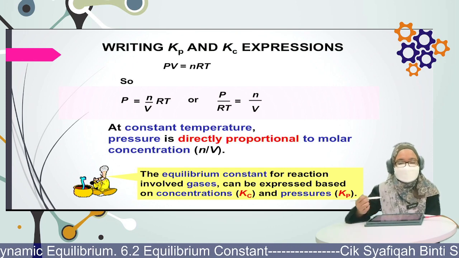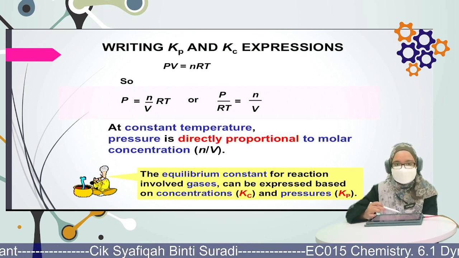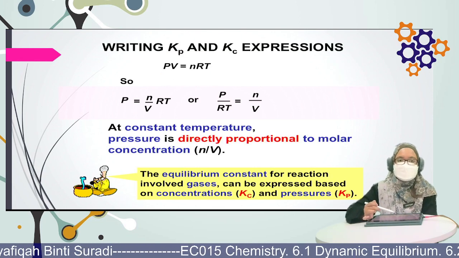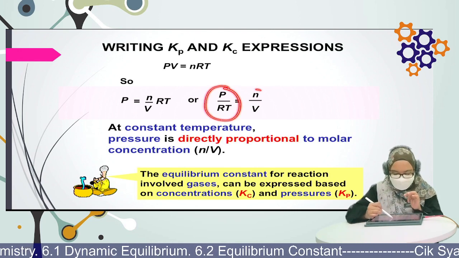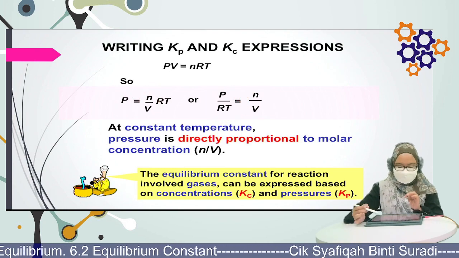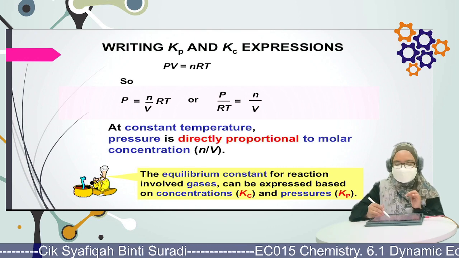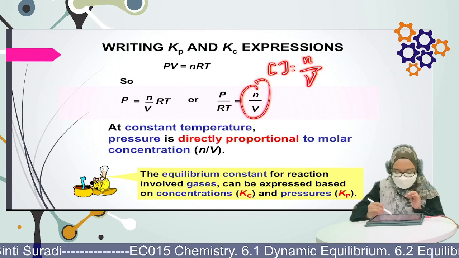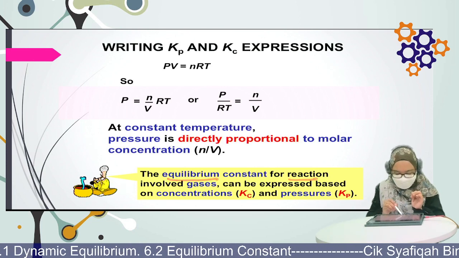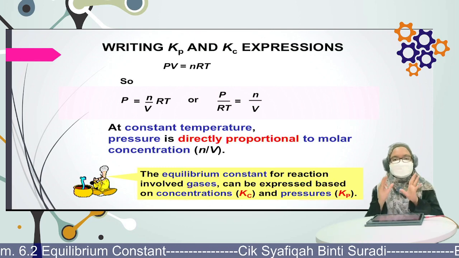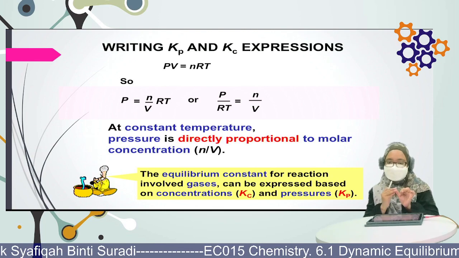So kita tahu untuk gas kan dia ada expression in terms of partial pressure. So gas kita belajar dalam 5.1 dia punya ideal gas equation adalah PV is equals to nRT. So bila kita susun kita punya equation ni, okay, kita rearrange dia, kita akan dapat P equals to nV over RT. So dekat sini kita boleh kata at constant temperature, pressure ni is directly proportional to the molar concentration. Sebab awak tahu concentration is equals to mole over volume. Okay, so pressure is directly proportional to concentration lah. Alright, so the equilibrium constant for reaction involved gases can be expressed based on concentration and pressure. So dekat sini conclusionnya, gas phase, okay, dia boleh kita tulis expression dia dalam Kc dan juga Kp. Okay, aqueous hanya Kc sahajalah.